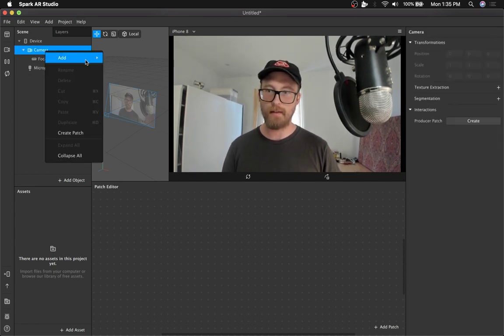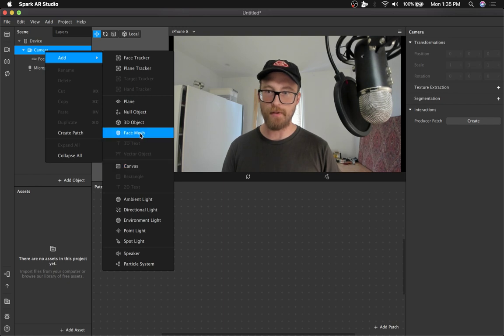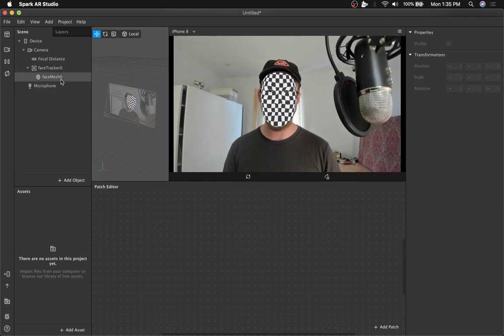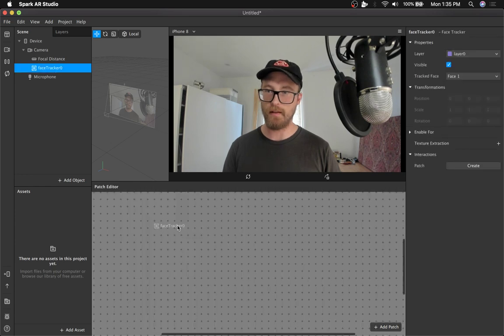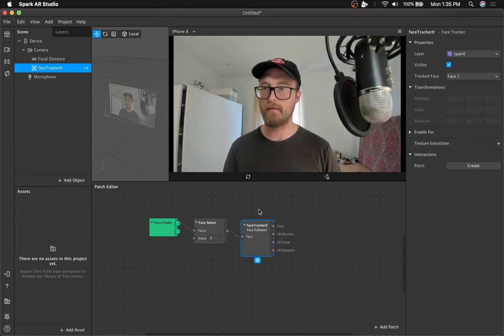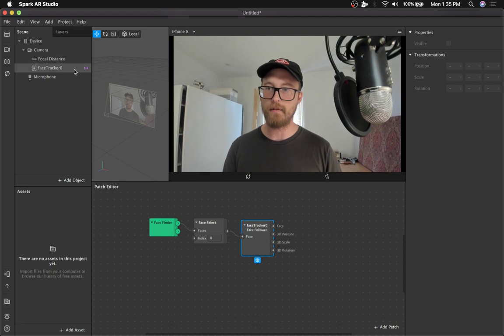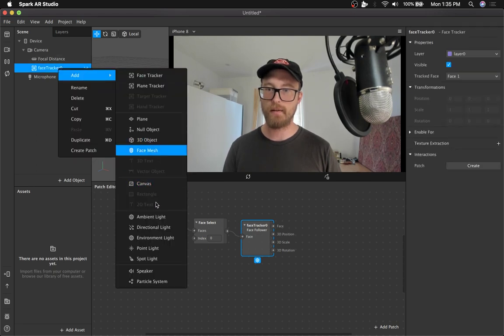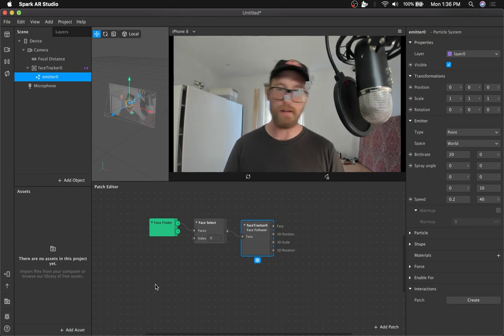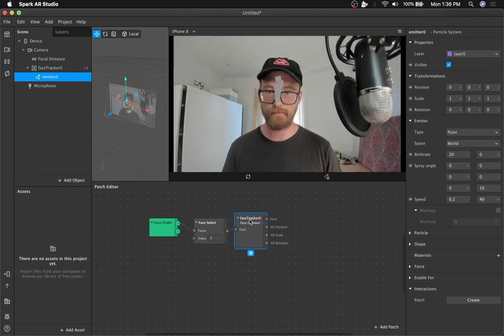I guess step one is to get a face tracker. It comes with a face mesh, but we don't actually need to show anything on the face, so we're going to delete that. And you can just drag that into the patch editor and it'll give you 3D position, scale, rotation, all that good stuff. So we're also going to need a particle system. I'm going to put it in the face tracker so it follows my face. And you can see that is working.